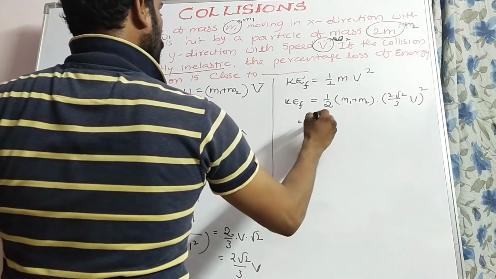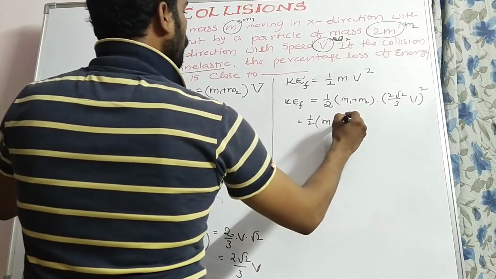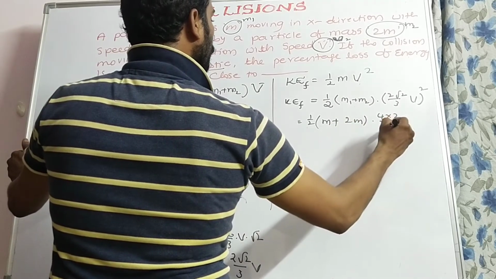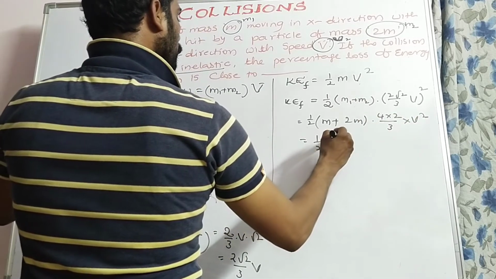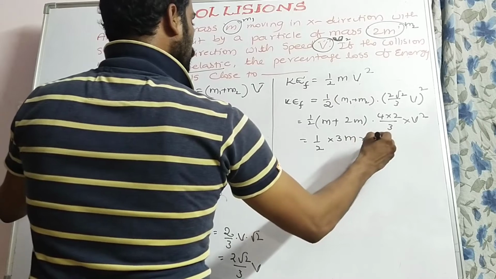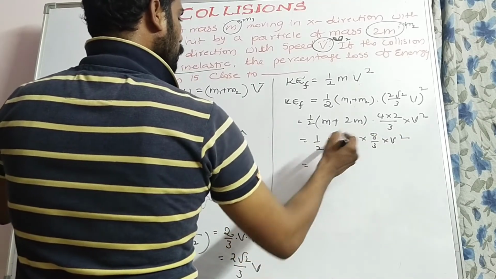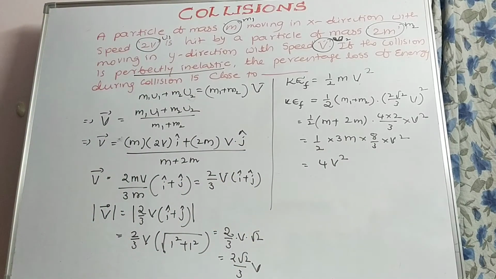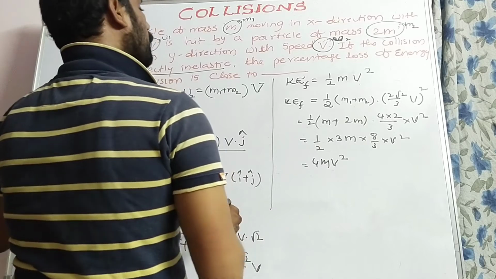So that is equal to half into (m1 + m2), that is (m + 2m), into 4 into 2 by 3 into V square. That is equal to half into 3m into 8 by 3 into V square. 3 gets cancelled. 2 ones 2, 2 fours 4 V square. So 4m V square is the KE final.